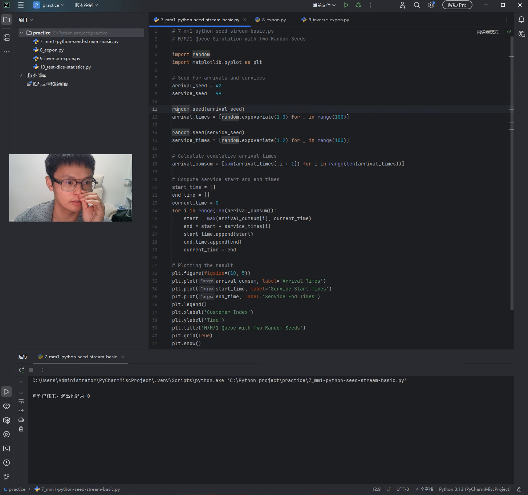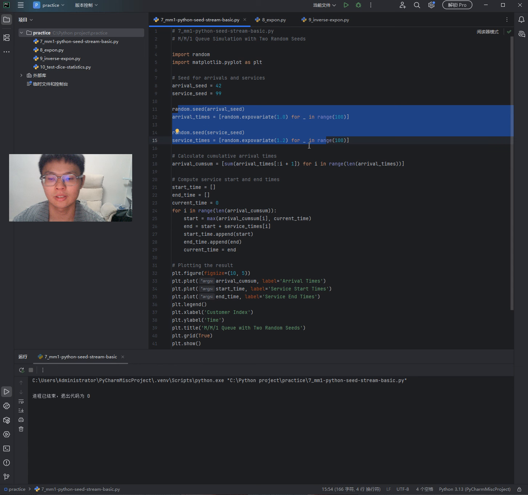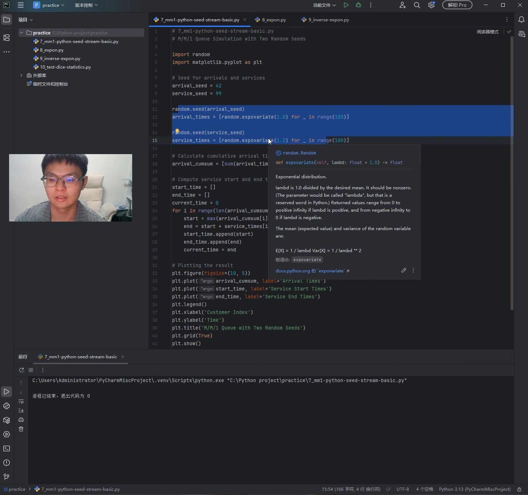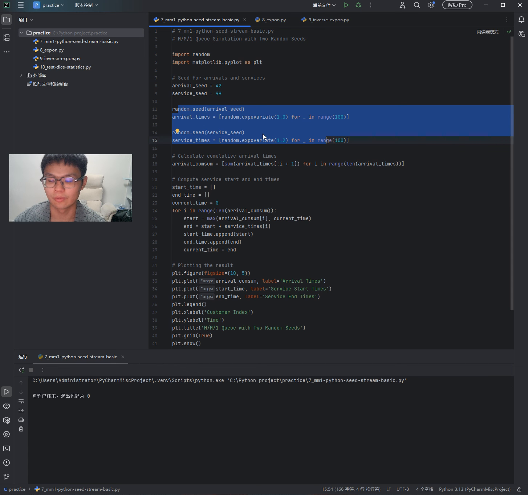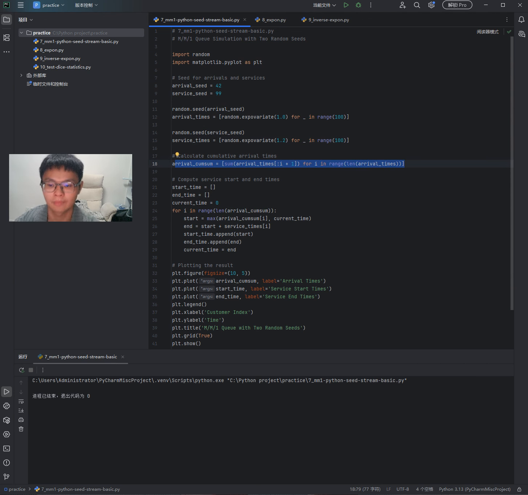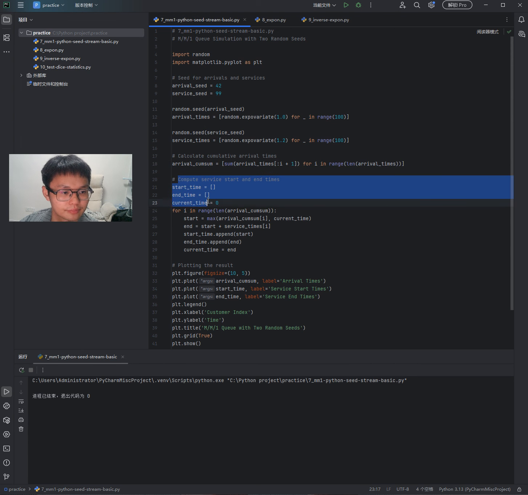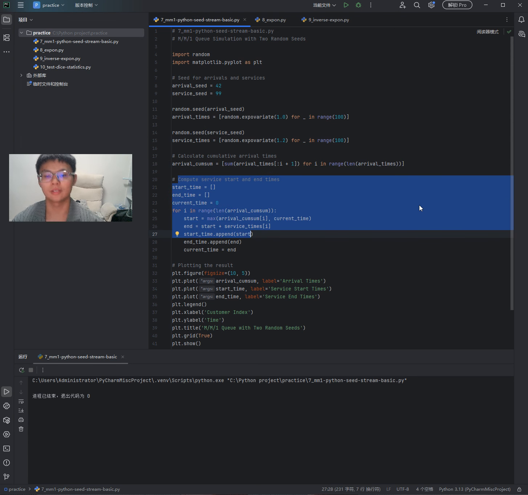Next we generate 100 arrival times from an exponential distribution with lambda equal to 1.0, and 100 service times with mu equal to 1.2. Next we calculate the cumulative arrival times so that we know when each customer actually arrives. And now we simulate the queue.